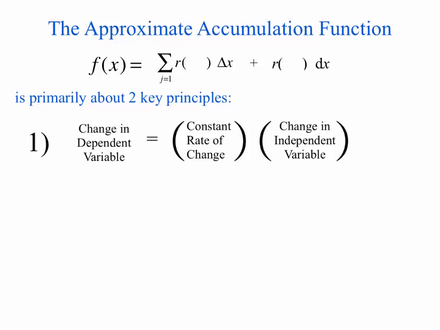Otherwise known as what? What is this? What's our mathematical notation for this? Good. dy equals m dx. Change in dependent is a constant rate times change in independent. Okay, so where does this appear in our approximate accumulation function? Yeah? Right in parentheses of R. You either want to have it inside the parentheses of R? No. Not inside the parentheses.